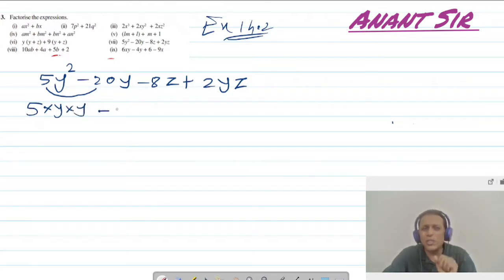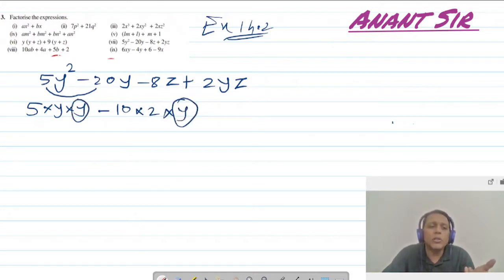Many students, the mistake they make is they write this as 10 times 2, and then they take only y common because they don't see anything else common, because they have used the wrong table here. They are using the table of 10 and 2.